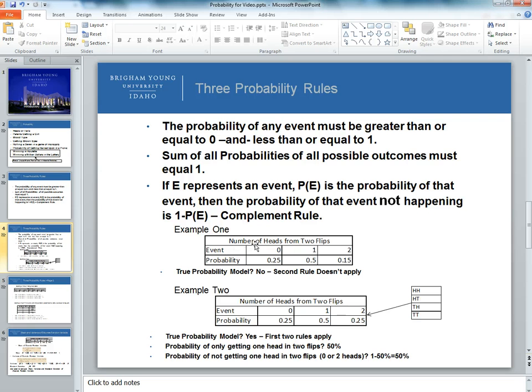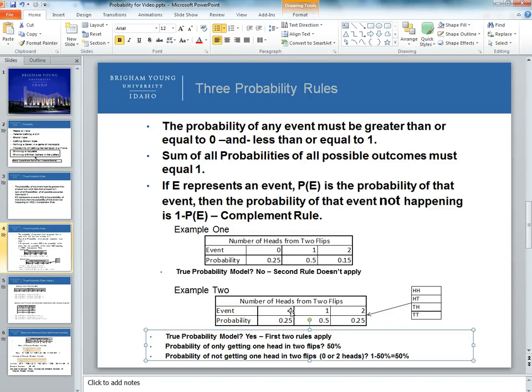Okay, so with these 3 rules, here's an example of a probability model. The event is the number of heads from 2 flips. The 3 possible events are 0, 1, and 2, and these are the probabilities I put together. So the question is, is this a true probability model? Well, it is not a true probability model in this case because the second rule does not apply. If you sum these probabilities up, it does not sum up to 1.